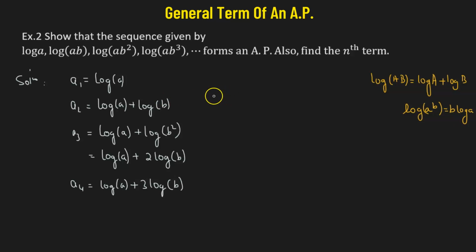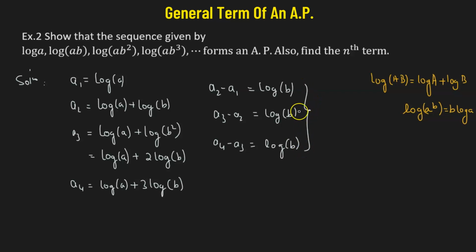Now we'll try to find a2 minus a1. So we're going to subtract a1 from the second term. That means this is going to give us log of b. If we subtract the second term from the third term, that means a3 minus a2, this is also going to give us log of b. And if we subtract the third term from the fourth term, this is also going to give us log of b. Hence we see that there is a common difference for each of the cases. Therefore we can say that our common difference is equal to log of b. This is fixed. And hence we have successfully shown that this particular sequence is forming an arithmetic progression.